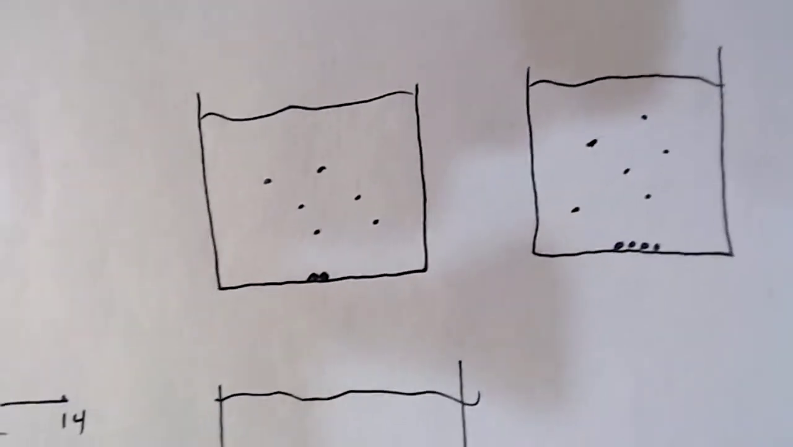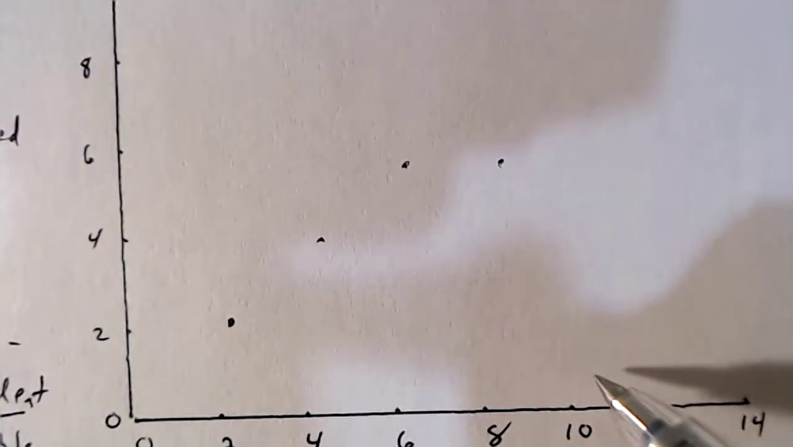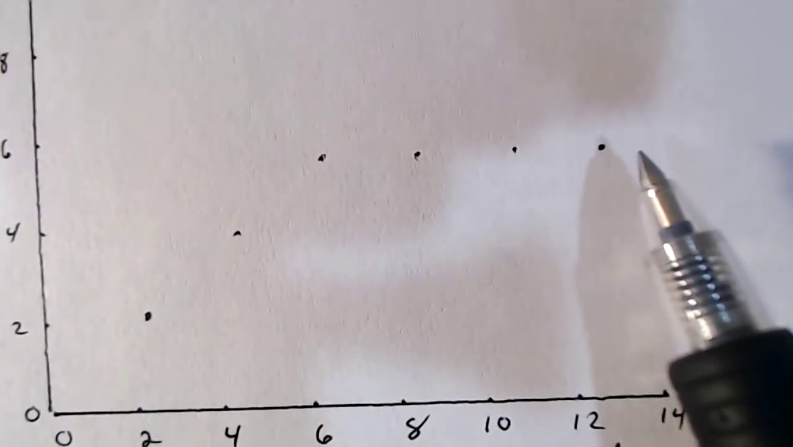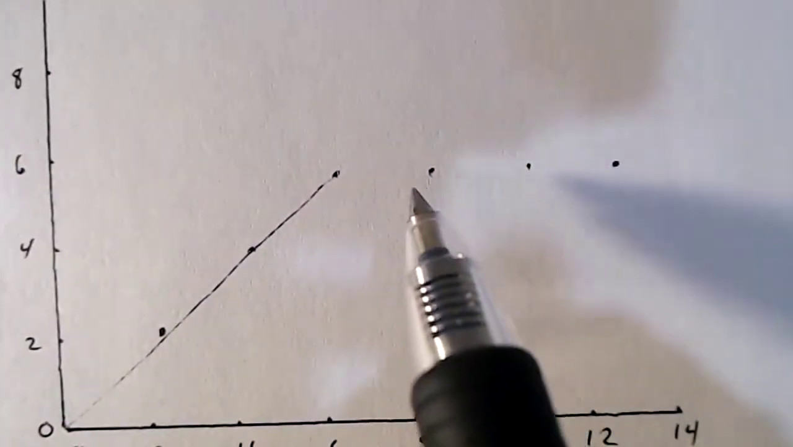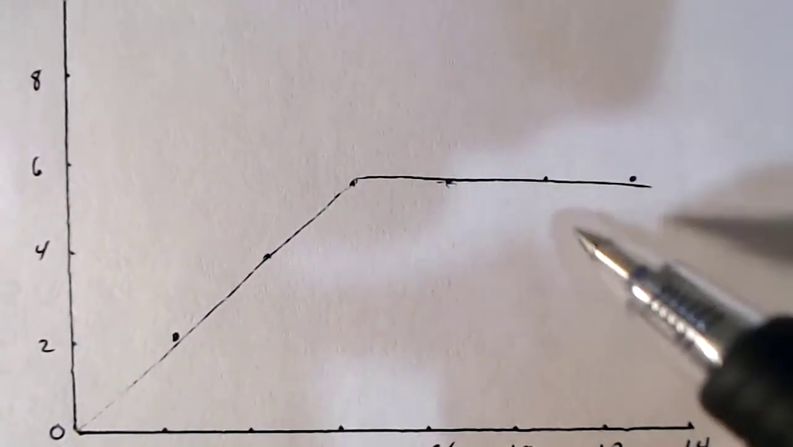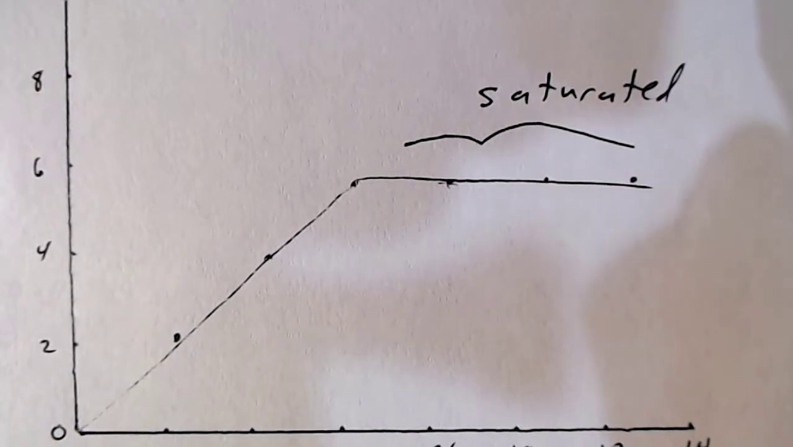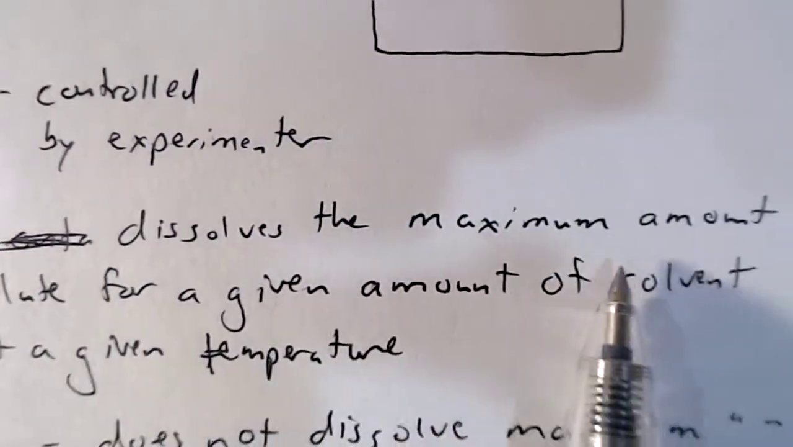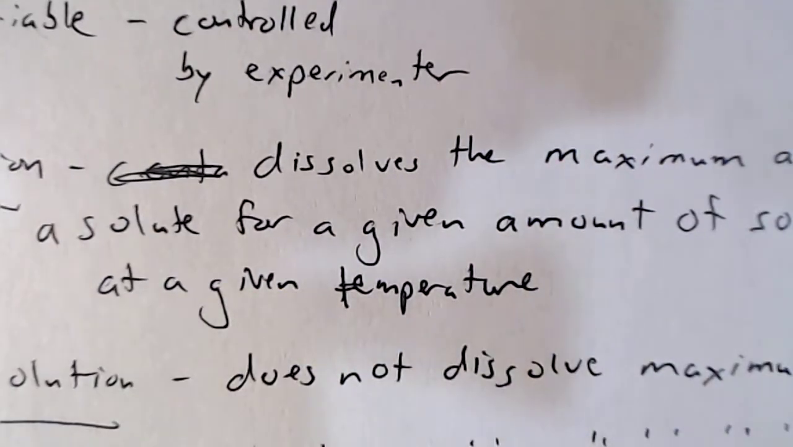So kind of graphing that, we end up with 8 grams, 6 dissolved, 10, 6 dissolved, 12, 6 dissolved. Yep, the amount of solute that is dissolved can't be increased from here for this amount of solvent. And so, kind of making that a line graph now, we can see that at this point we had a saturated solution. It had dissolved the maximum amount of solute for a given amount of solvent at a given temperature.